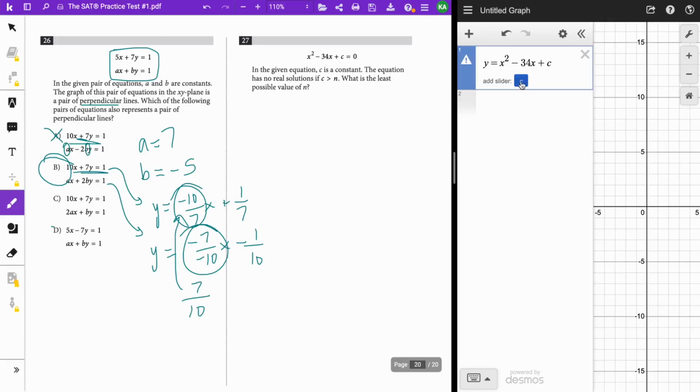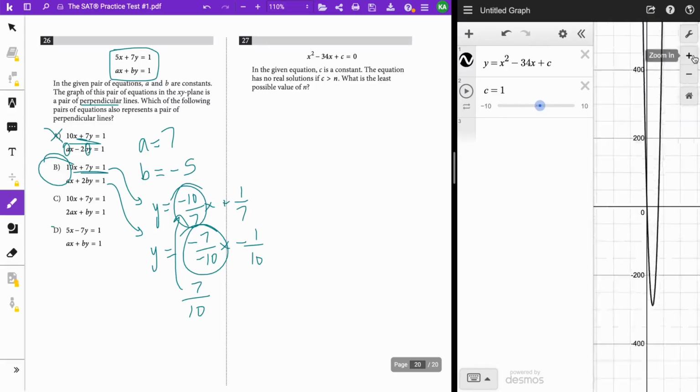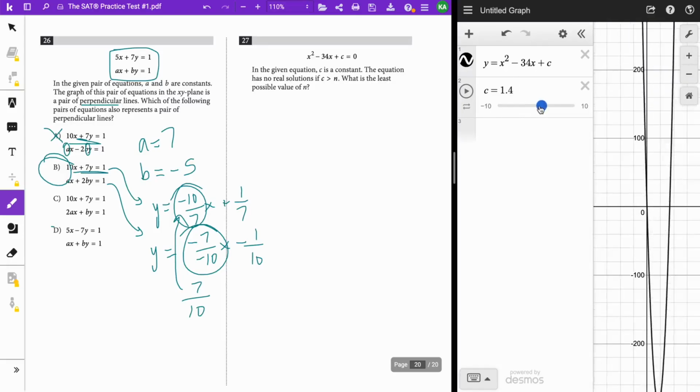Now it says we can add a slider. So let's hit that C button, and we could see that if C is 1, the graph looks like this, if we zoom it out. And if we keep changing C, maybe you could tell that the graph is kind of starting to move, but we need way bigger values of C. Okay, so let me just change the range of C to maybe negative 100 to positive 100, and let's see what happens.